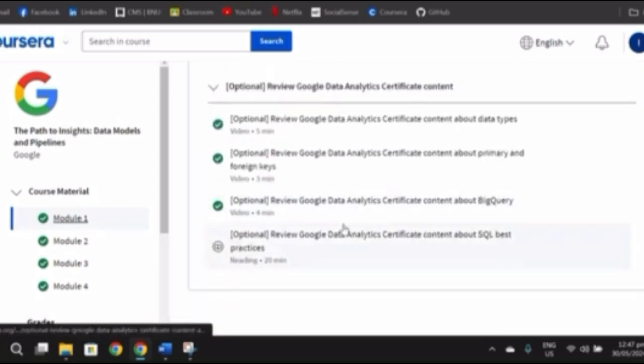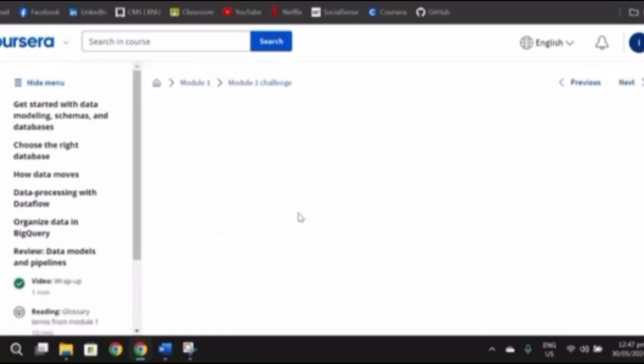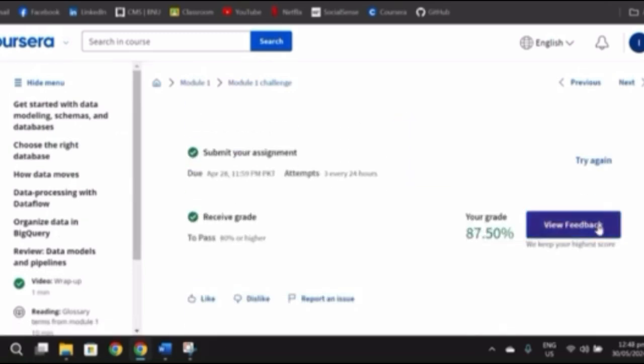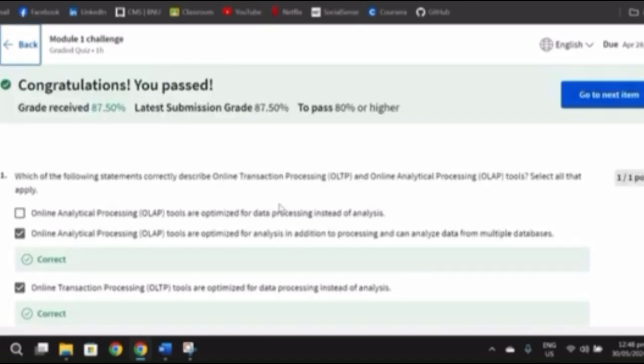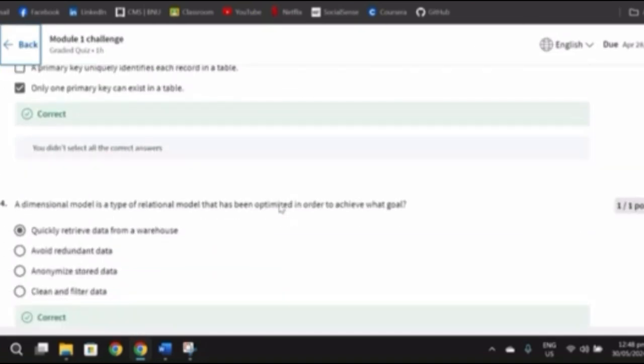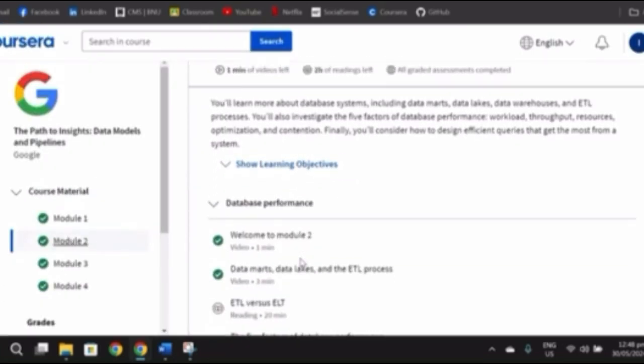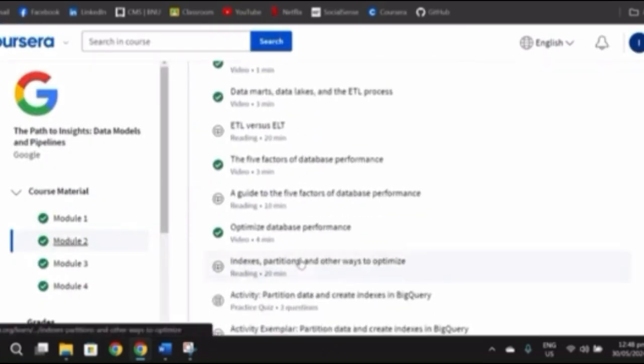Now we'll take a look at the quiz of this module, and here I scored 87.5% in this quiz, and here is my solution. Now moving towards module 2 of this course. In the second module, we focus on the details of creating and maintaining ETL processes and discuss understanding various data storage and extraction tools, optimizing database performance, and more.